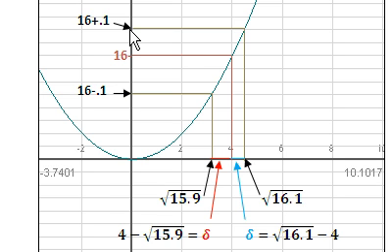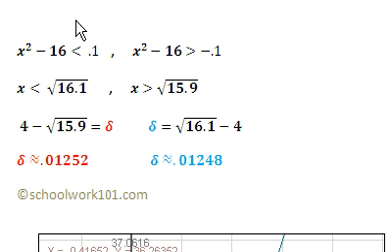Now here's the deal. I've come up here, I've got 16 plus 0.1. For what x value can I plug into our function that would give me out 16.1? And this is what we need to find down here. So let's go back and look at the algebra.